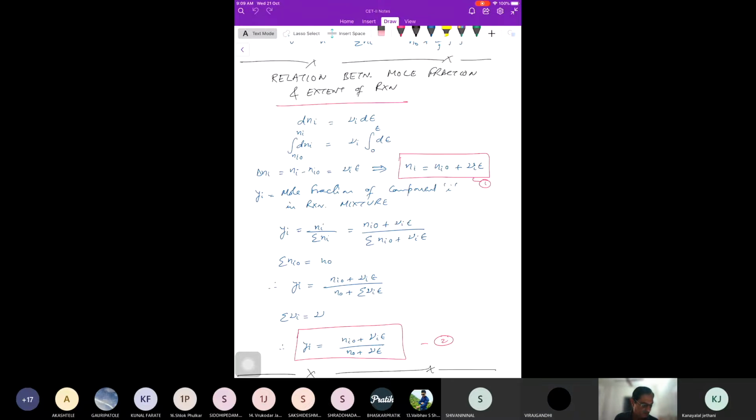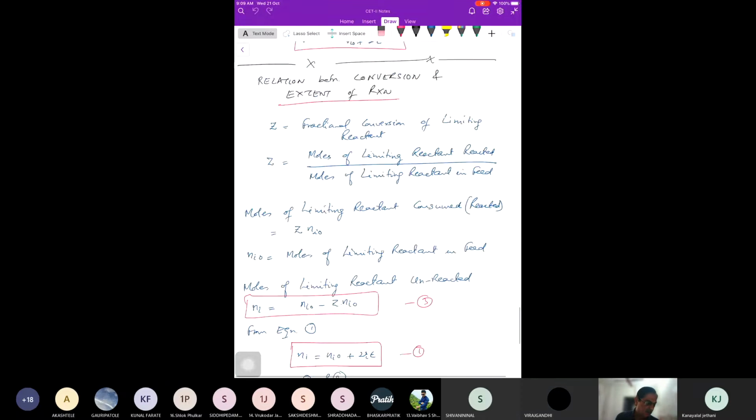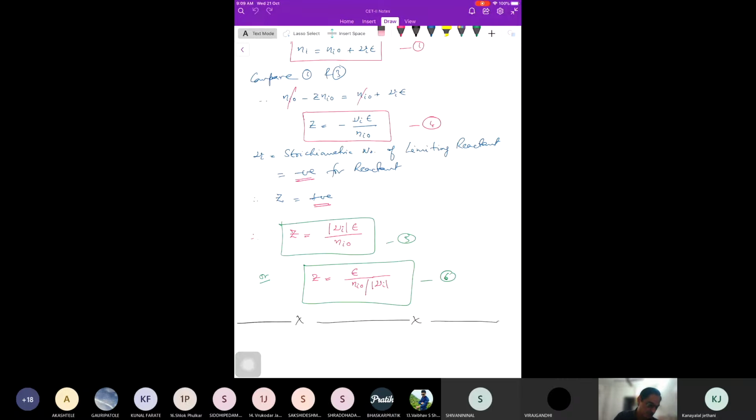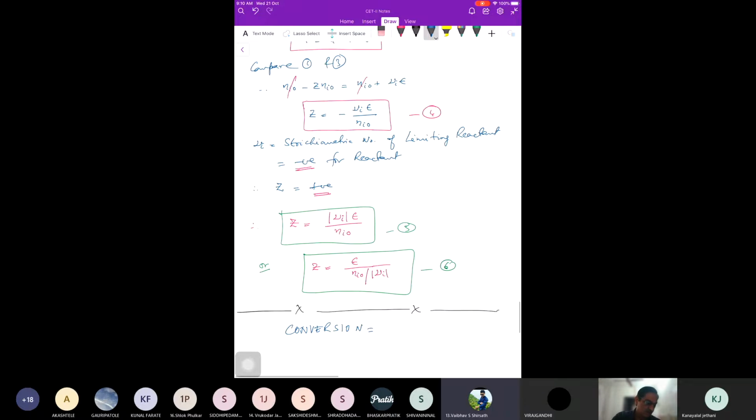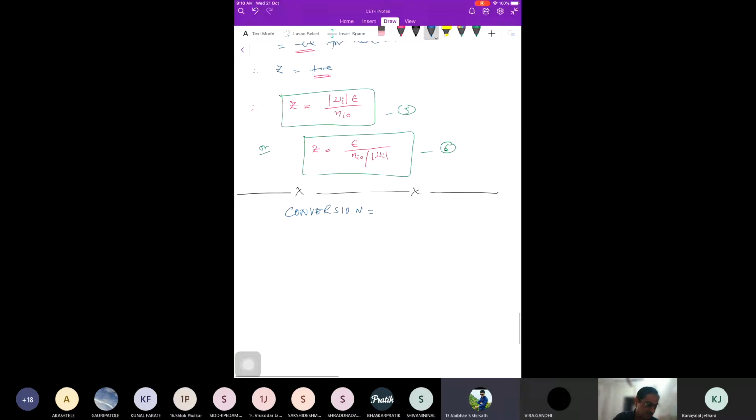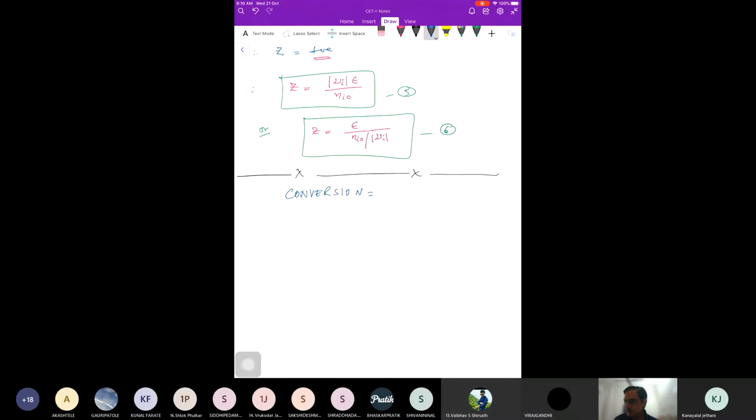Right. So let us define what is conversion. Let's see. How was it defined in PC? What is the definition of conversion? किसी को याद है? Sir, reacted upon fed. Means reactant reacted by. So first thing is we need to identify what is the limiting reactant. याद है किसी को what is limiting reactant? Nobody remembers. Reactant which gets first consumed in the reaction.